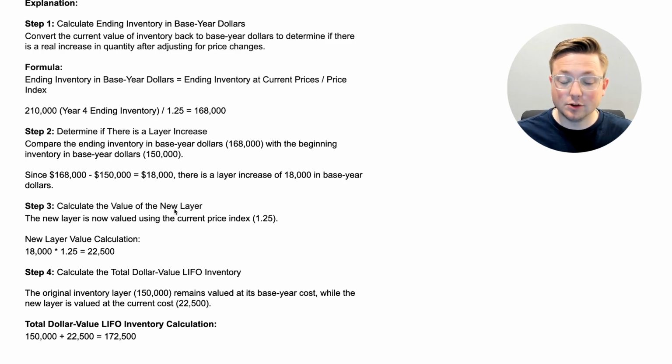Now that we know that base amount of $18,000, we calculate the value of the new layer. So we take this new layer that we just calculated and we apply the index to it again, but instead of dividing it, we multiply it. So $18,000 multiplied by 1.25 gets us $22,500. So that is the current year value of the new layer. Now we add that in step 4 to the original base layer, the $150,000 that they had at the end of year 3, the year that they started doing dollar value LIFO. So the total dollar value LIFO is $172,500.